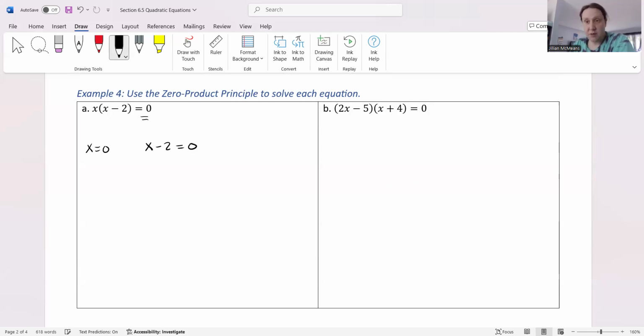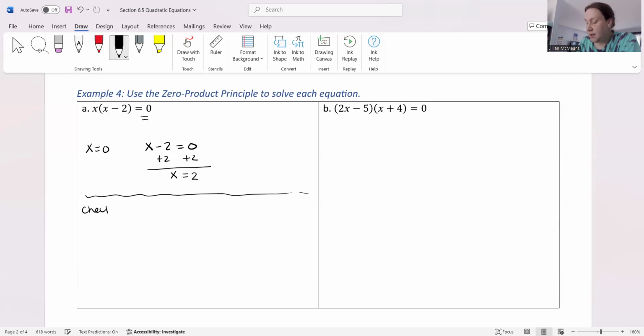Well, now we can solve. So x equals 0 is solved. We're saying, hey, if x is 0, x is 0, okay? But for x minus 2 equaling 0, what would that tell us about x? Well, if x minus 2 equals 0, I could add 2 to both sides, and that would tell me that x equals 2. So let's just see what happens, okay?